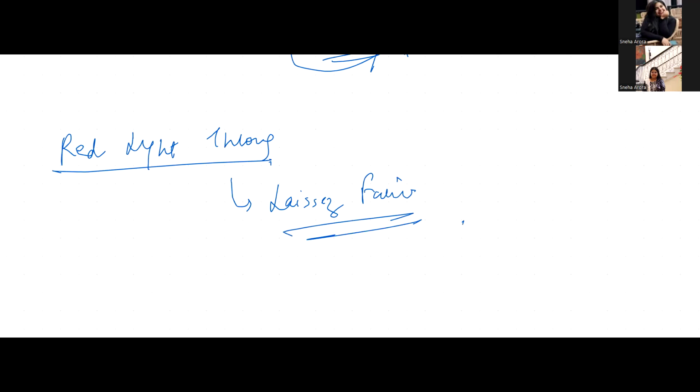Moving on to the red light theory. So your red light theory is, yes, it was believed that it originated from the concept of laissez-faire. Laissez-faire was a concept that evolved during liberalism in the 19th century.